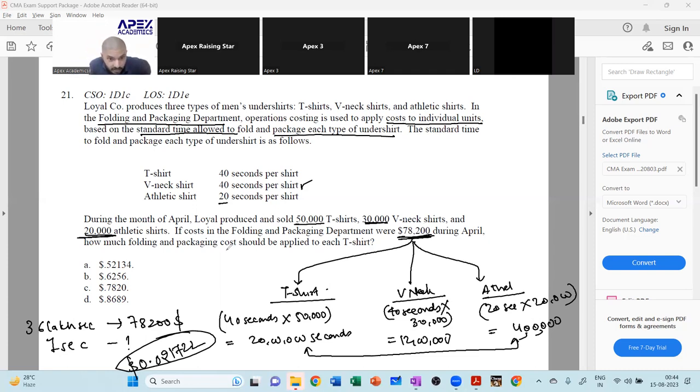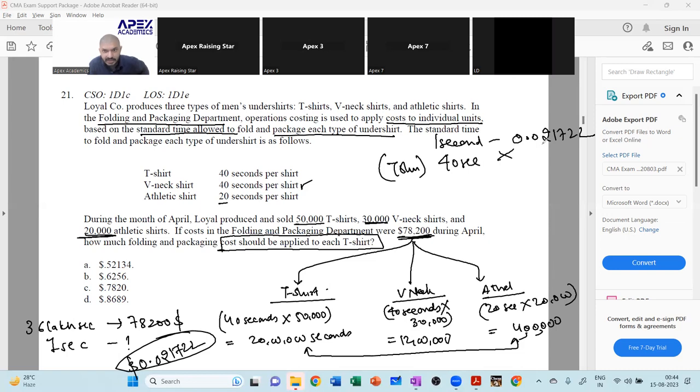What is the cost applied to each t-shirt for 1 second? It is costing you 0.021722 for 1 second, and the t-shirt takes 40 seconds. How much will it cost you? Multiplied by 40, your answer is 0.8688888, and so on.